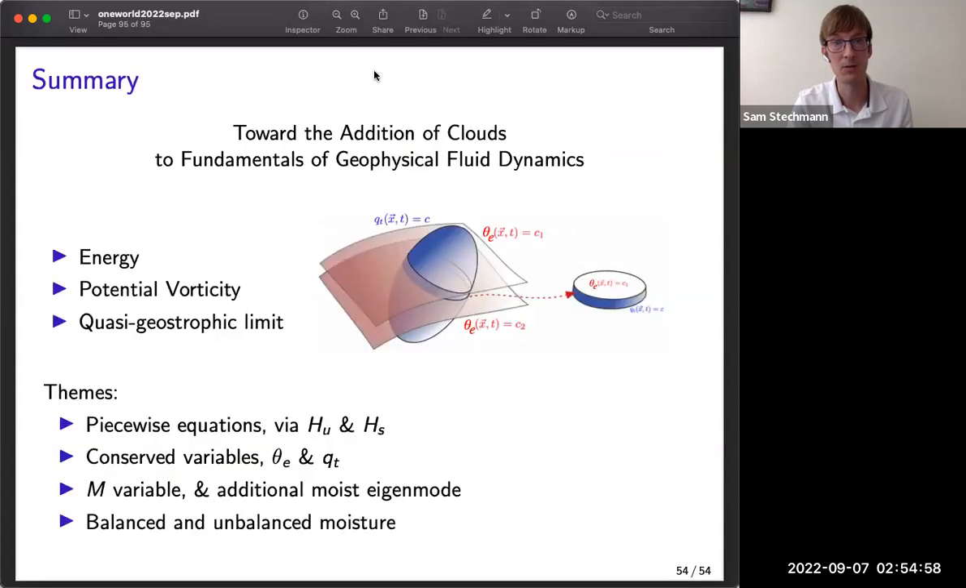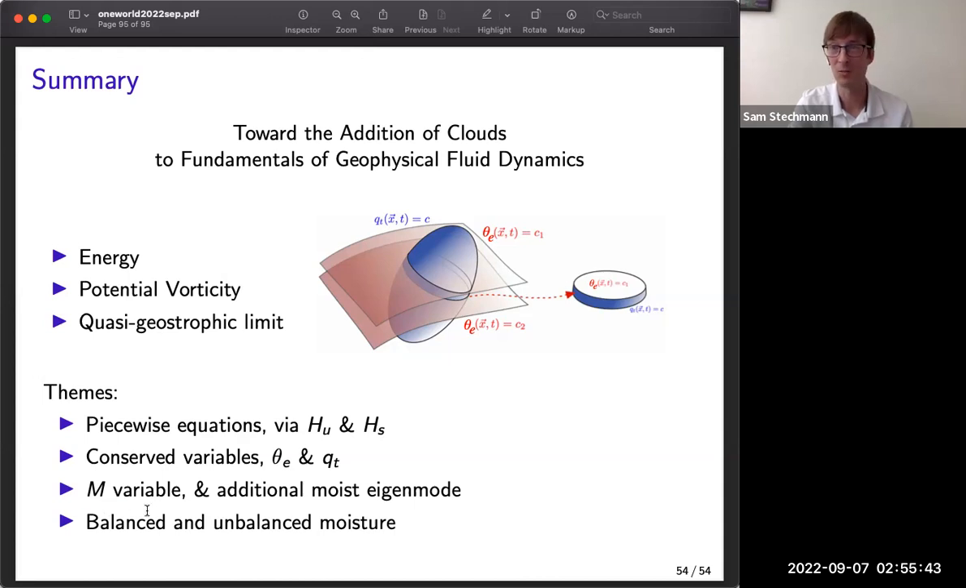Okay, and so to summarize it all, this is one collection of work toward adding clouds to the fundamentals of GFD, and the three main pieces that we've been working with are defining a piecewise quadratic energy, conservation laws for potential vorticity, and then the quasi-geostrophic limit. And I guess some of the main themes that have come up are writing the equations in piecewise form using Heaviside functions, which also means using conserved variables. It kind of unifies things rather than having these source terms on the right-hand side that I view as like a source term with the dry equations.